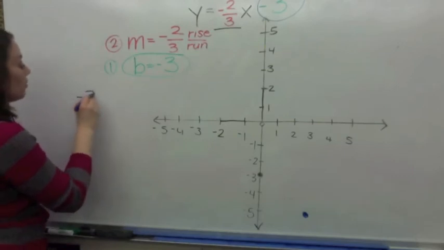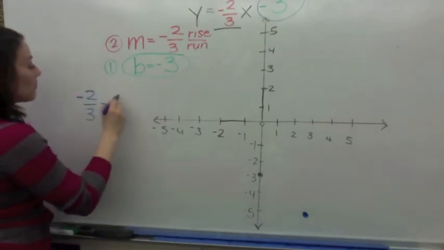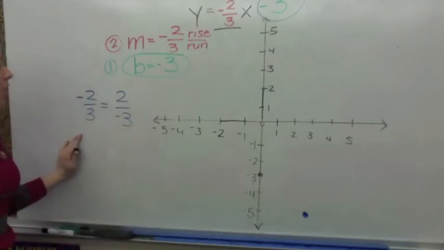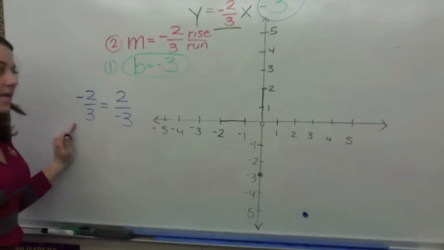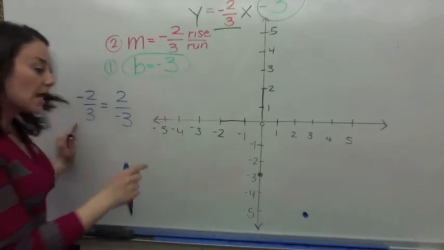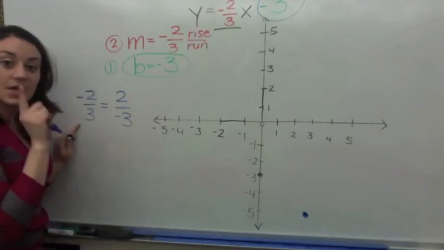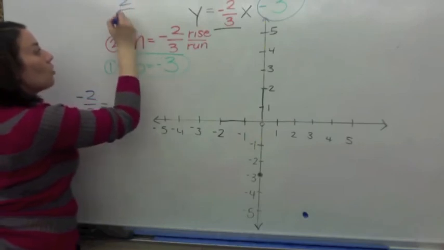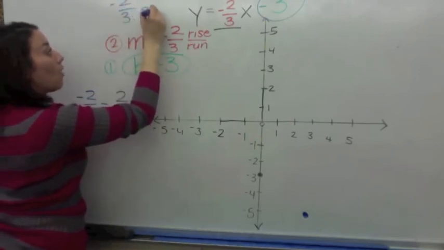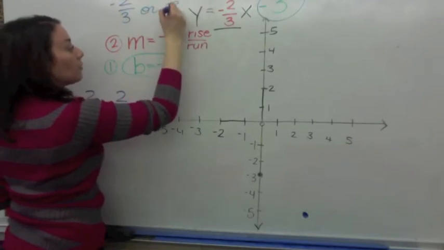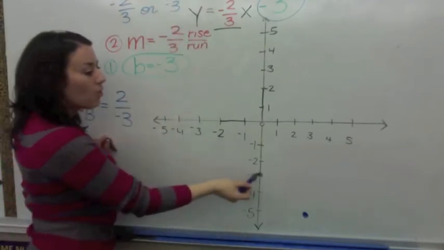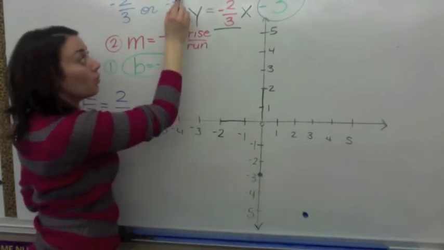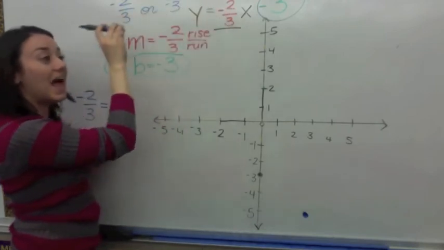Is -2 over 3 the same as 2 over -3? Are they still both -2/3? Is there one negative here? Is there one negative here? Yes. These are the same things. So my friends, you could write the slope as -2 over 3 or 2 over -3. And why do I tell you that? Because from the y-intercept, your boyfriend, -3, you could also rise up 2, but run over to the left 3.